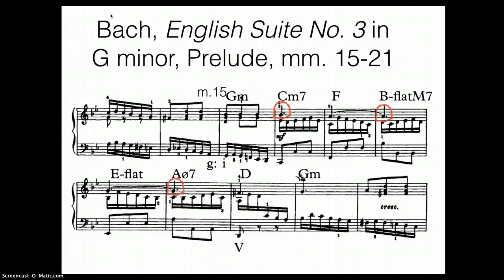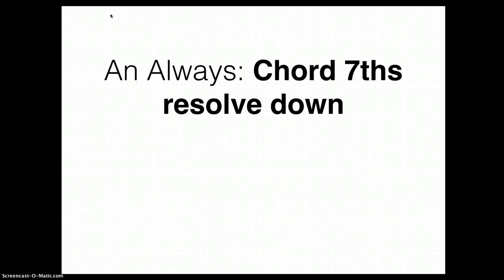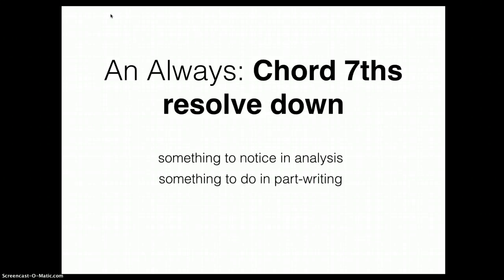And our next 7th here is the G, part of the A half diminished 7, A, C, E flat, G. Where does the G resolve? Down by half step to the F sharp. I wonder if that's a coincidence. It is not. Chord sevenths always resolve down. This will be true in sequences as well as in other situations. This is something to notice when you're doing analysis, and it's something to do in your part writing.